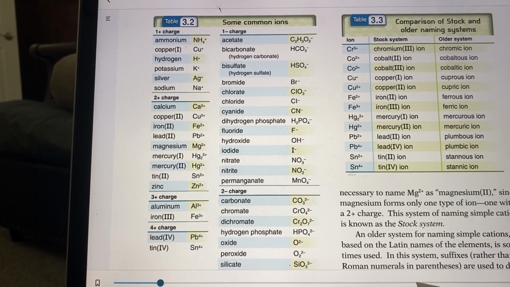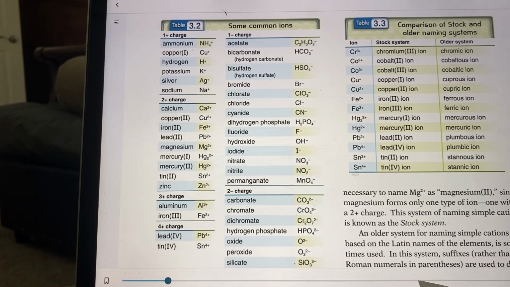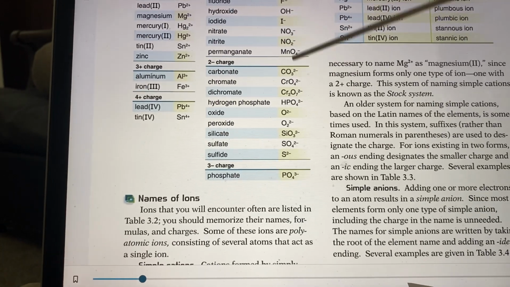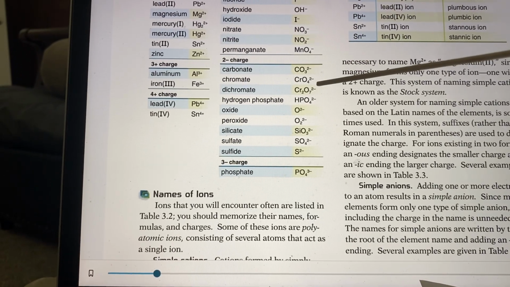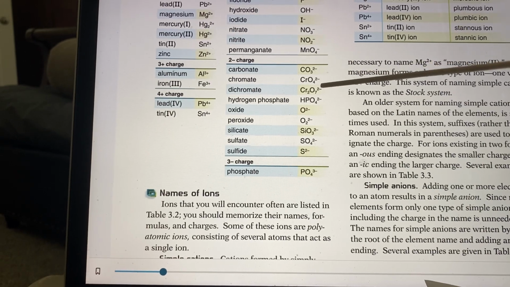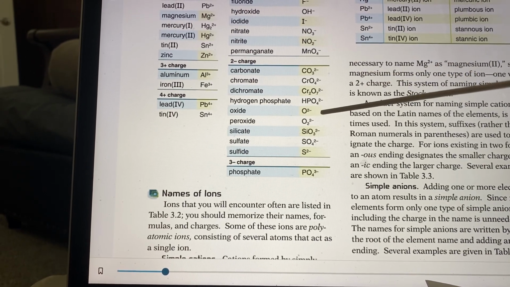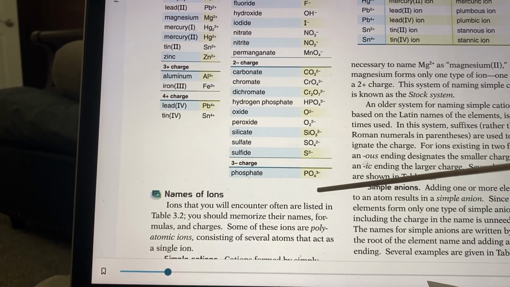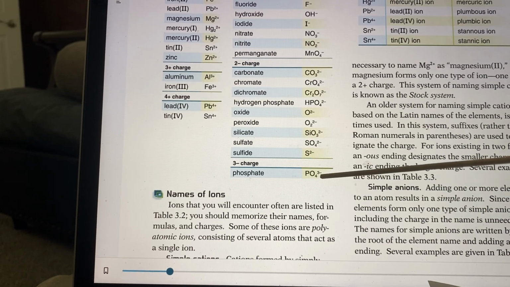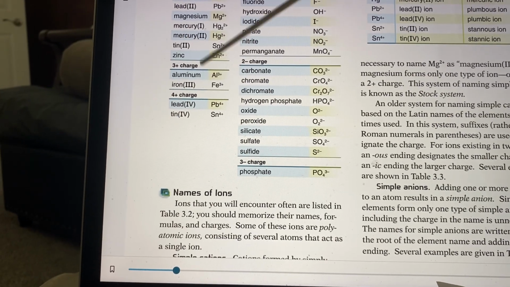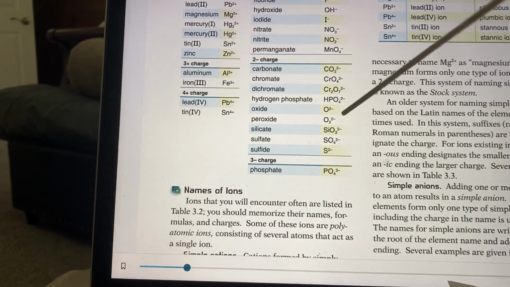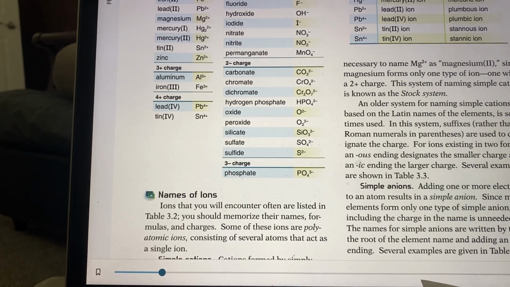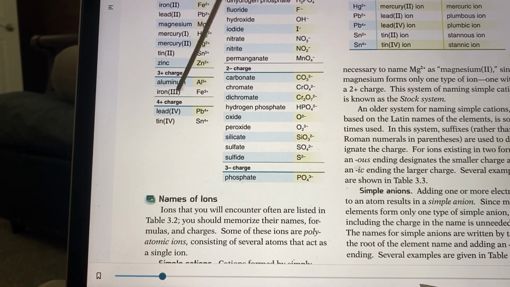Now we go down lower and we'll see the 2 negative charge. So let's go lower. Here we go. The 2 negative charge, we have carbonate, which has 2 negatives. Chromate, dichromate, hydrogen phosphate, oxide, peroxide, silicate, sulfate, they all have 2 negatives, and then we have only one, phosphate, with a -3. Now, these are going to have to compound with these and balance out. A lot of times they're going to hook together, but when they hook together, they balance out on how many of these ions you need for these ions.